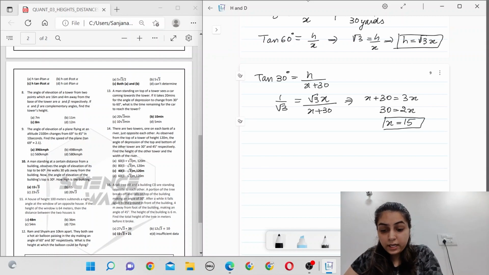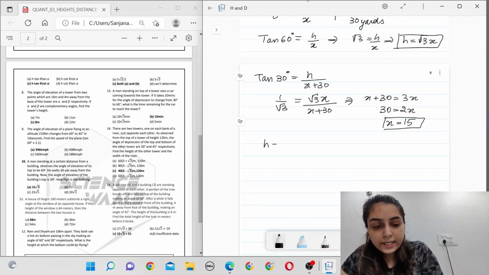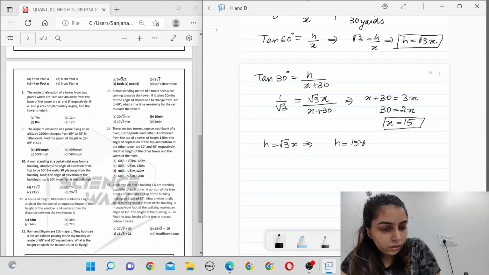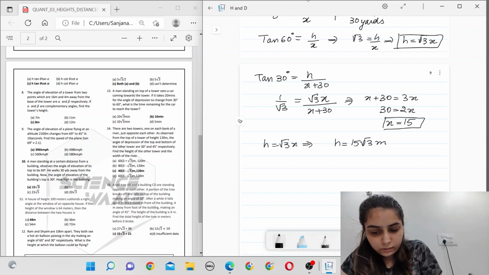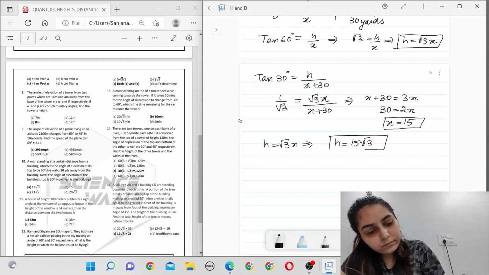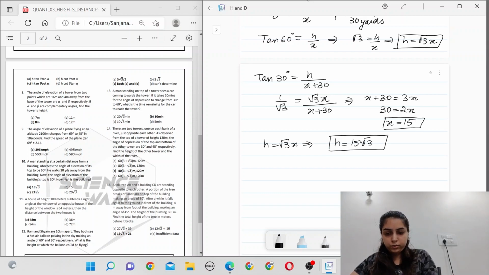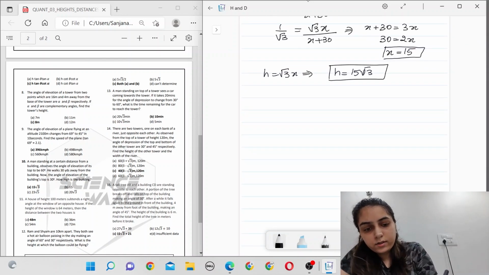But here they have asked us the height of the building, not the base. So height is root 3x. So that implies h is equal to 15 root 3. Done. So this is the answer.